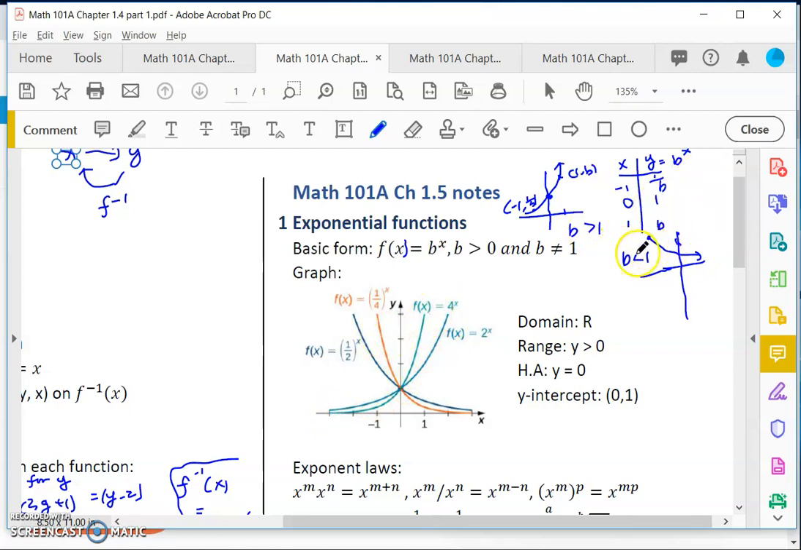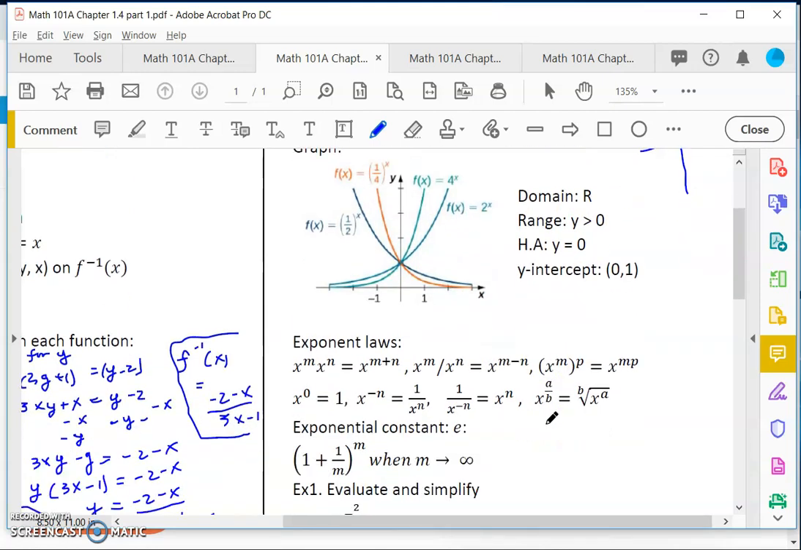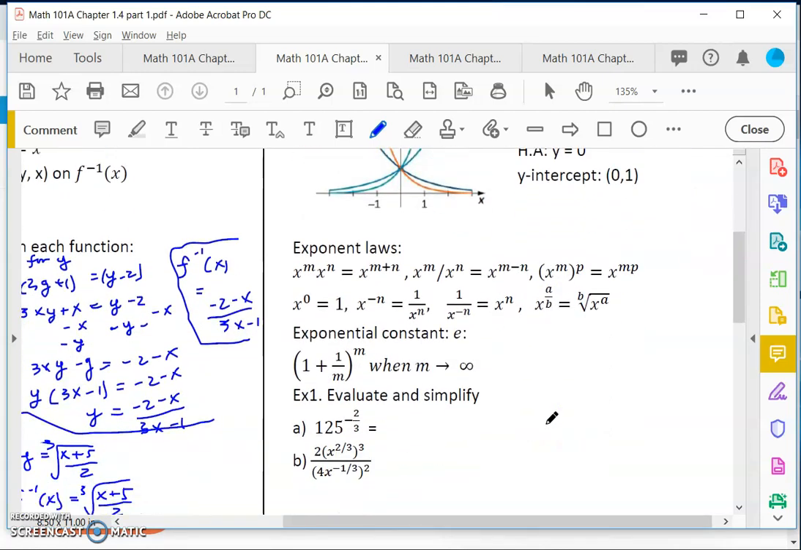It is used to model a lot of exponential growth or decay applications. The domain of this function is all real numbers because you can plug in anything as the exponent of a number. The range for the basic one is always greater than 0. It would not drop below 0, and it would not reach 0. So there is a horizontal asymptote of y equal to 0. And the y-intercept is always 0, 1 because b to the 0 is always 1.